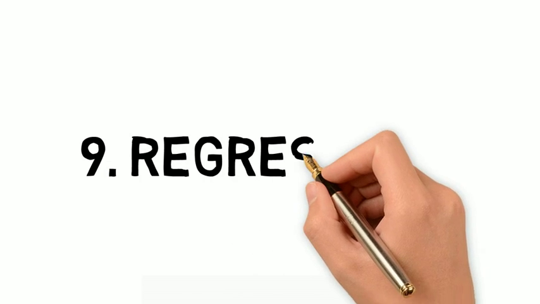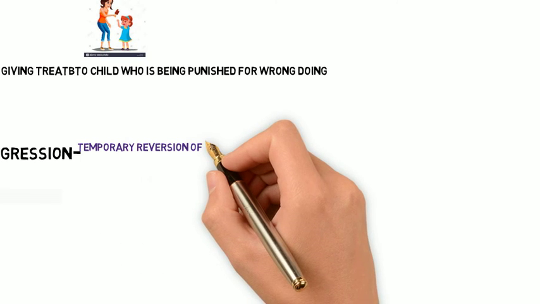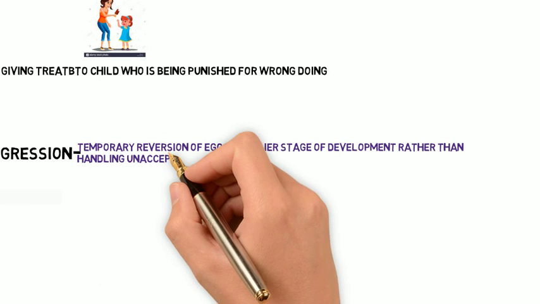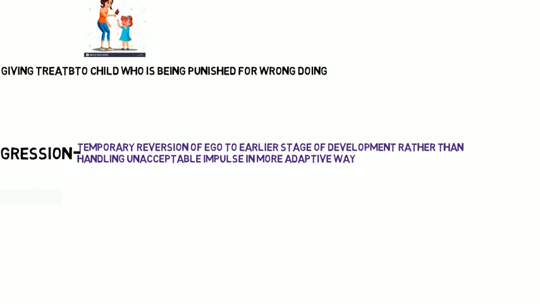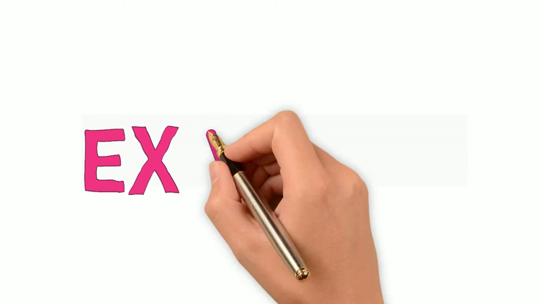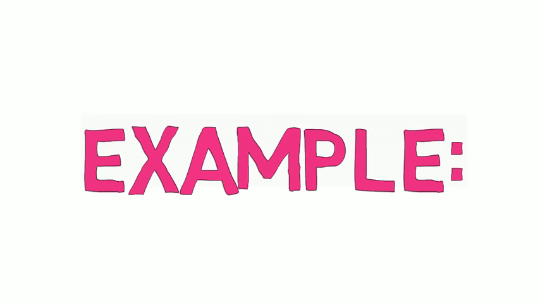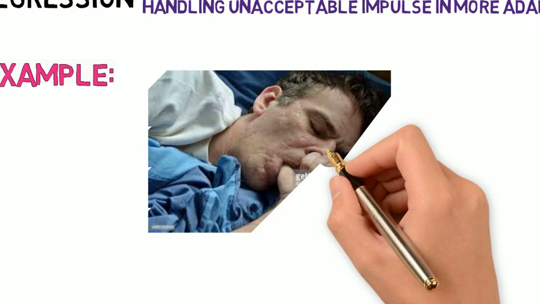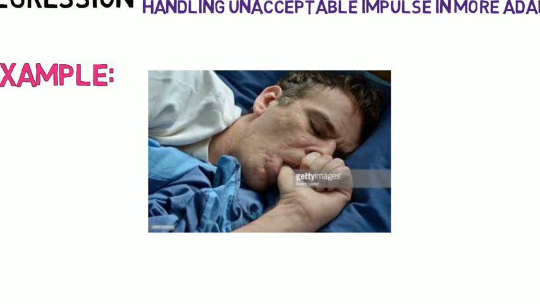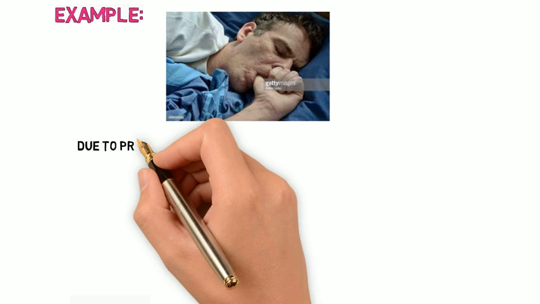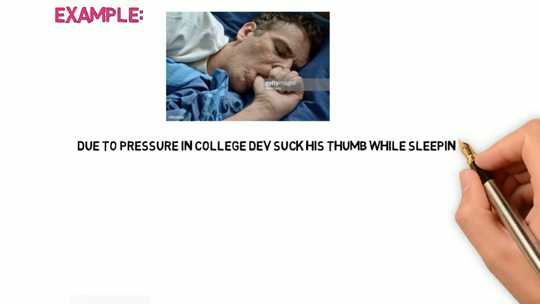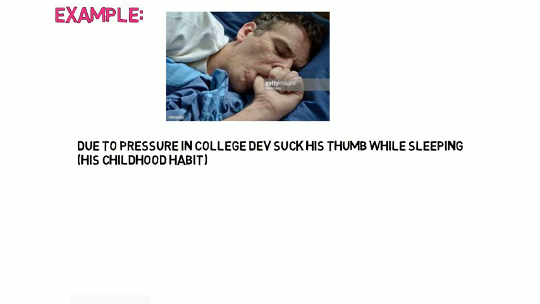Our next defense mechanism is regression. Regression means temporary reversion of the ego to an earlier stage of development rather than handling an unacceptable impulse in a more adaptive way. Example: here is an example of a college boy named Dev who starts sucking his thumb, which was his childhood habit. Usually adults throw tantrums in this way.